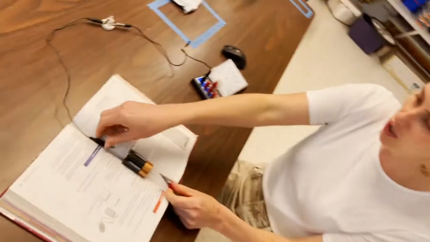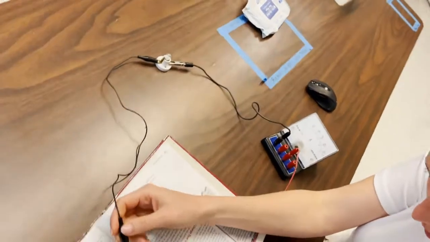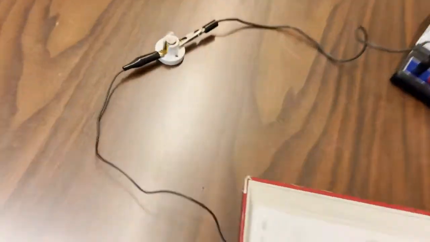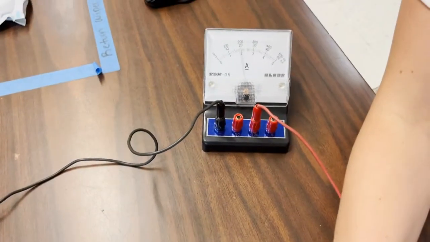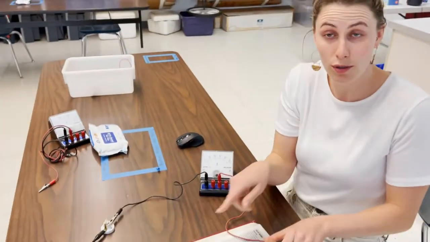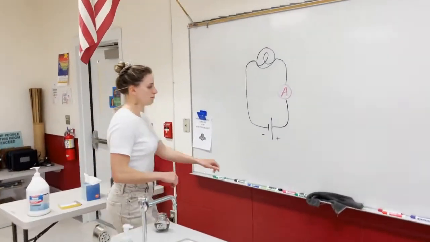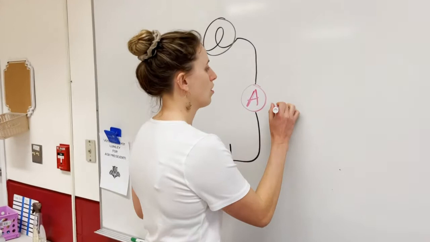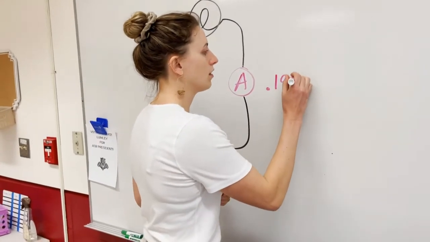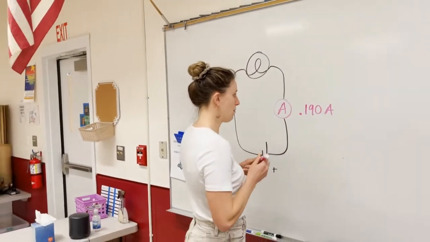What are we doing with this? Record how much current? Okay, so I've got this here. What does it say there? The bulb goes on, and I'm going to call that 190 milliamps. Do you see the bulb too? Okay. So 190 milliamps or 0.190 amps, if you will, right?